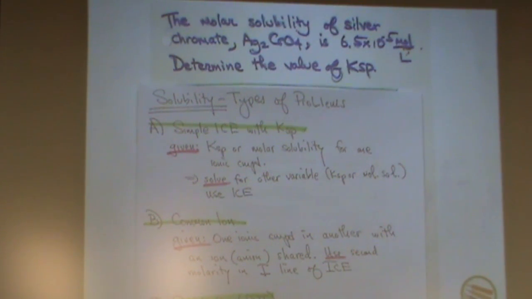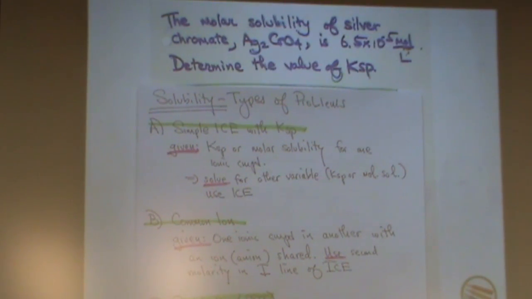And then you're going to use the second molarity, the one for the aqueous compound, in the I line of the ice table. So the ice table I line for part A will be both zeros, but for part B there will be one non-zero number in the I line.